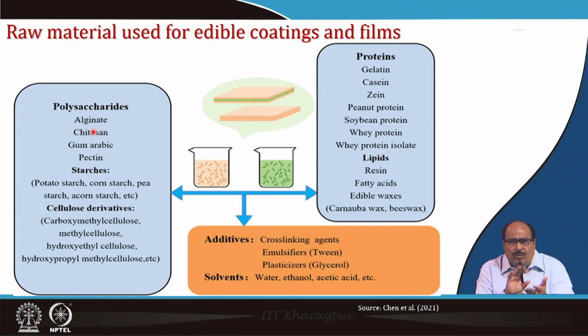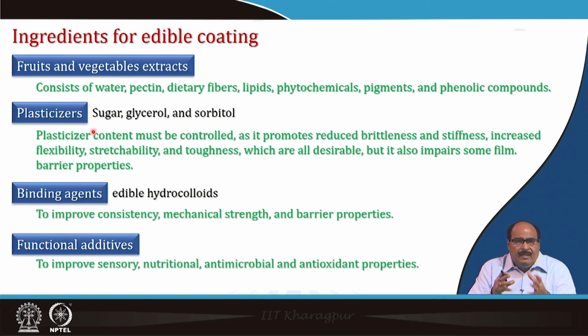So, when these polysaccharides, starches, cellulose, proteins, or lipids are mixed together, they give a good, stable emulsion, and then some solvents like water, ethanol, acetic acid, etc. are used. So, these are the raw materials normally used. They may be a fruit or vegetable extract which consists of water, pectin, dietary fiber, lipids, phytochemicals, pigments, phenolic compounds, etc., or plasticizers like sugar, glycerol or sorbitol.